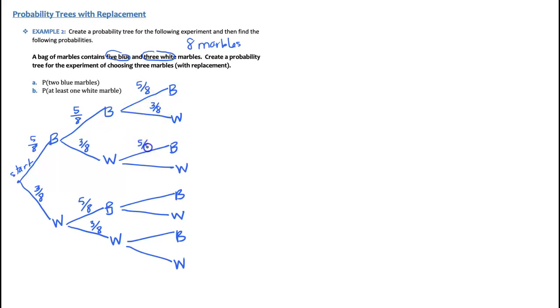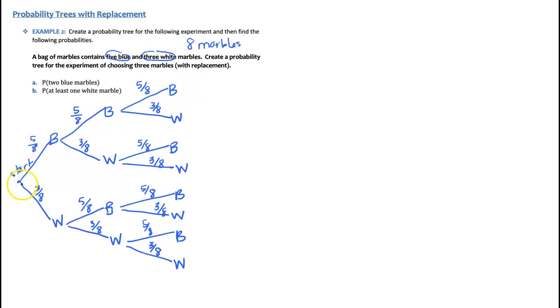And each time for blue, we're going to have a probability of 5/8, and each time for white, we're going to have a probability of 3/8. We can complete our tree diagram by finding the probability at the end of each of these branches using our probability of intersection to multiply the individual probabilities together.